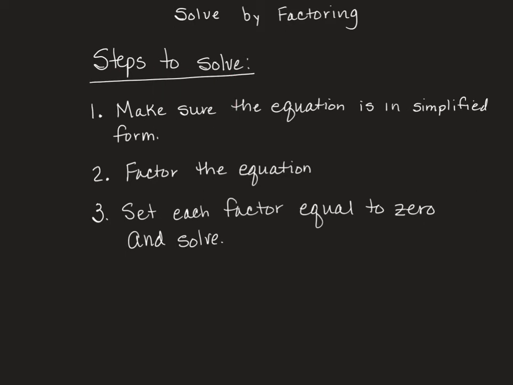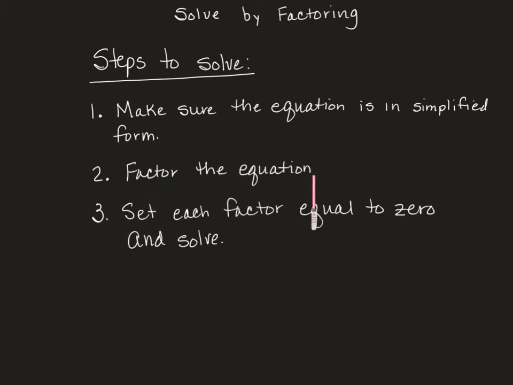So for my steps to solving, we're going to make sure the equation is in simplified form. What does that mean? That means if there's anything that needs to be combined, if there's anything on the other side of the equal sign, we're going to put it all on one side. We do want it to read equals 0. So that's what it means to be simplified. Everything's on one side, and everything that can be combined is combined.